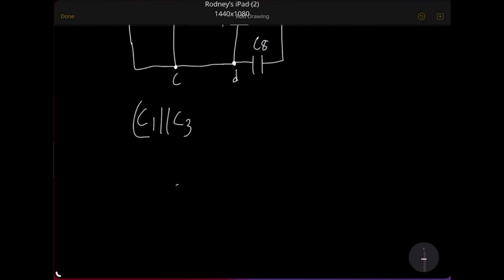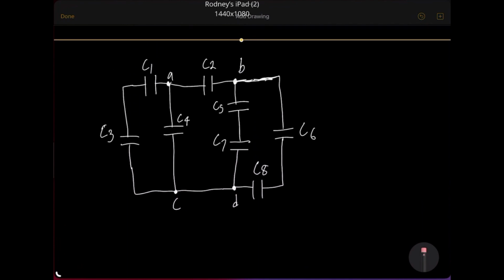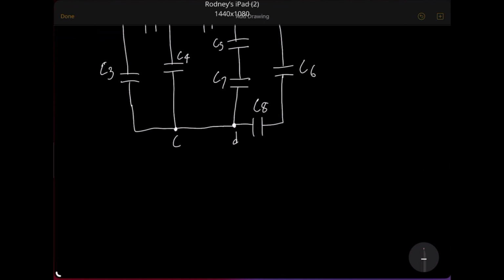be C1 plus C3 over C1 times C3. That's what's being operated when we do parallel for resistors. That's how you do them. And you're going to combine them like a resistor in parallel. So we're just going to use that for this case. So C1 parallel. No, they're in series, but you get what I'm saying.